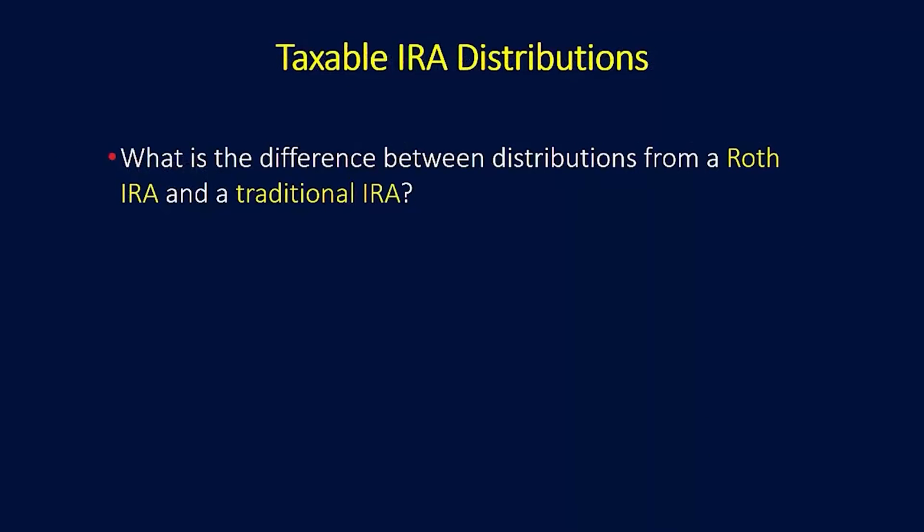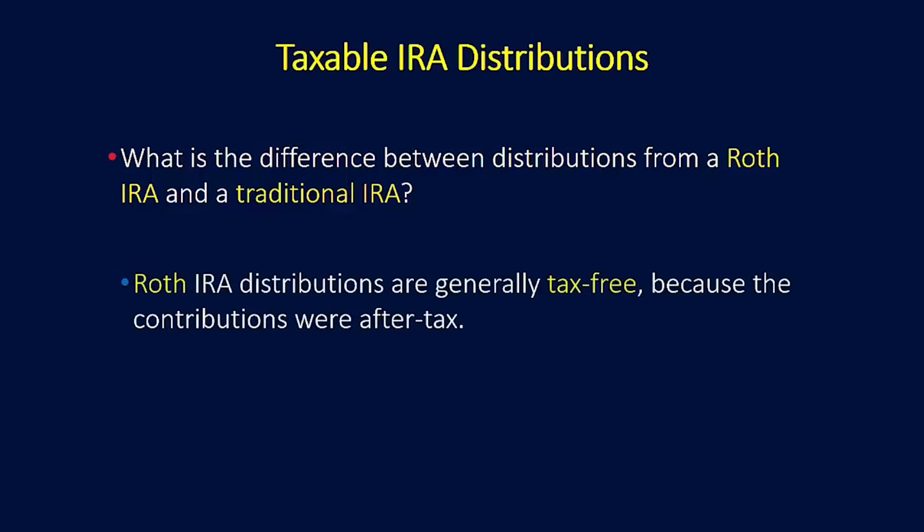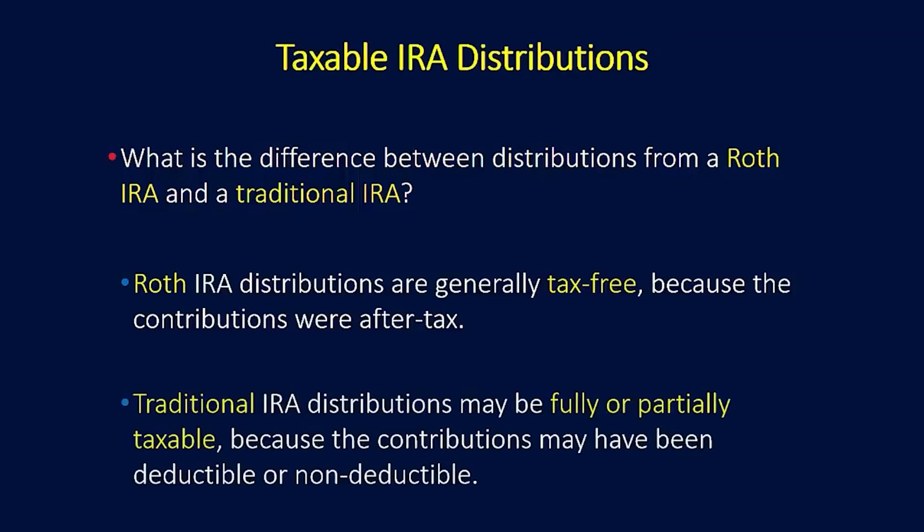So what's the difference between distributions? We've heard the term Roth and traditional IRAs before. So what's the difference between distributions from a Roth IRA and a traditional IRA? Well, Roth IRA distributions are generally tax-free because the contributions were made with after-tax dollars. Traditional IRA distributions may be fully or partially taxable because the contributions may have been deductible, or some of them may have been non-deductible at the time that the money was contributed to the plan.